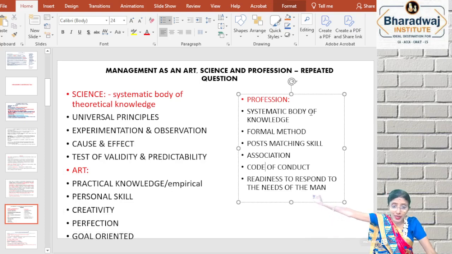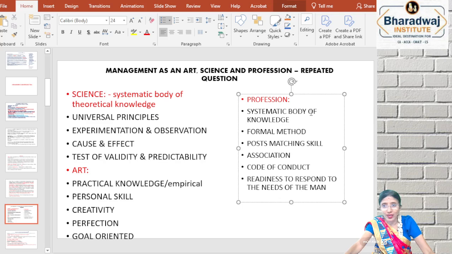Profession: again, systematic body of knowledge. Why? Advanced degree, specialization is required to become a professional. Formal method, post-matching the skill. Profession is a job oriented study. Association with the National Institute, code of conduct and readiness to respond to the needs of man, which means service. These are all the parent institute terms to define art, science and profession. So remember, from the parent source, how they define, I give you here.